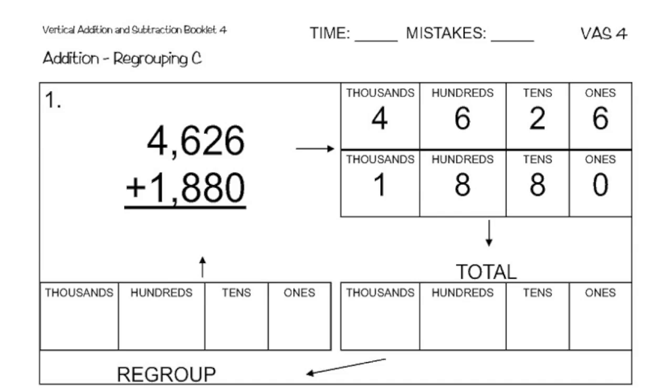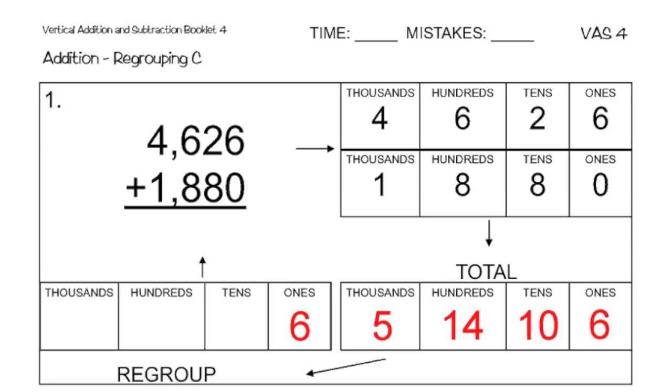So for the ones column, I see 6 ones and 0 ones, that makes 6 ones. For the tens, I see 2 tens and 8 tens, that makes 10 tens. For the hundreds, I see 6 plus 8 makes 14. And for the thousands, I see 4 and 1, and that adds up to 5. So we need to see, can we do any regrouping? Basically that means, does anything have 10 or more in it? Well, the ones column does not, so I'm just going to put the ones as 6. That's not going to change.